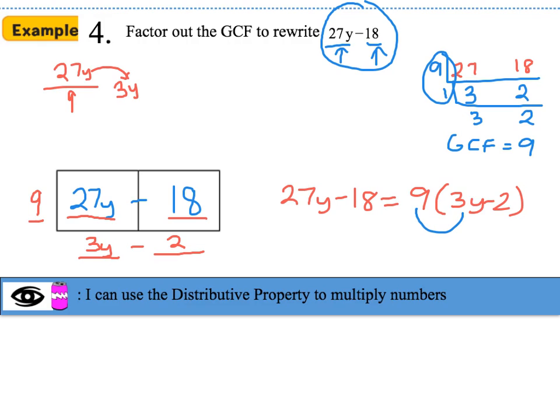9 times 3y is equal to 27y. 9 times 2 is equal to 18, and there's a subtraction sign right in the middle. So both expressions are equal, even though they look different.